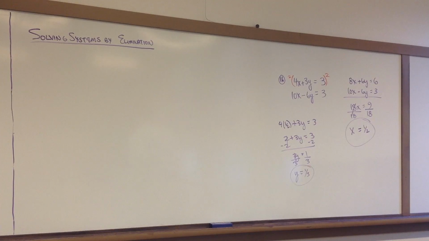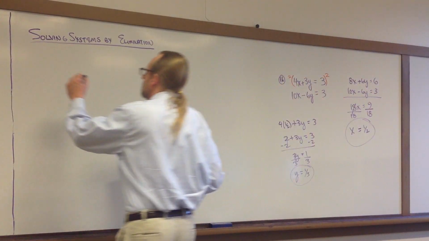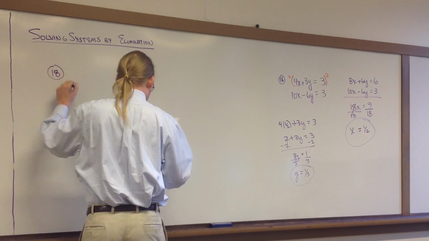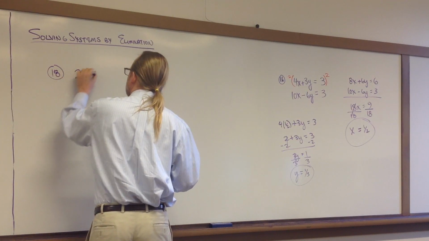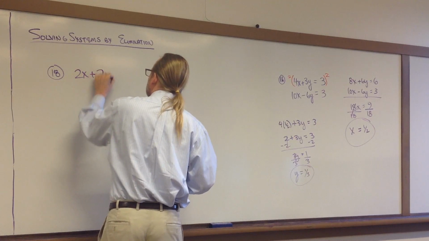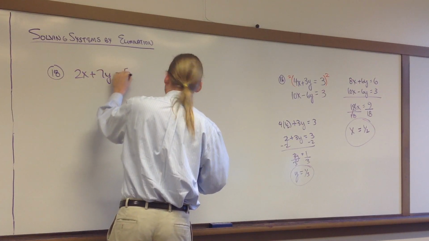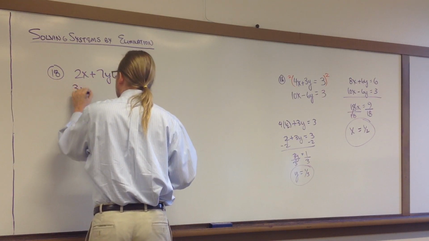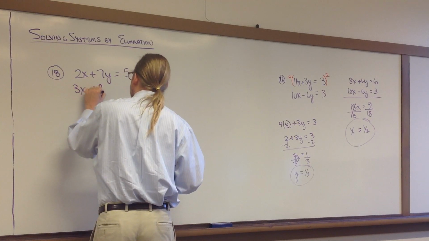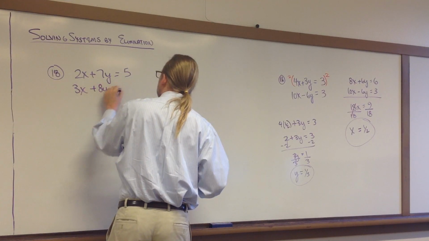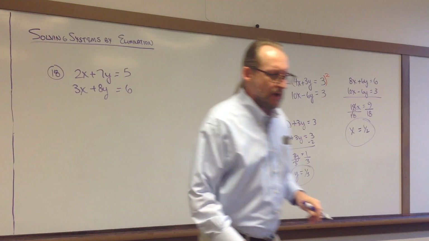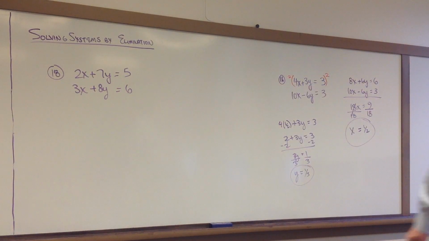Okay, problem 18. Well, I don't see anything easy to get us started in 18. And what I mean by that is the signs are the same for the variables in both equations. We don't have any opposite signs. And also, there's no obvious multiple.